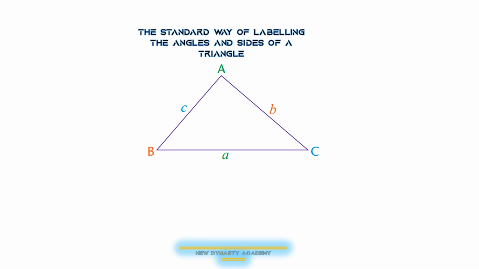So that is basically how we label the angles and the sides of a triangle in a standard way. So angle A will be opposite side a, angle B will be opposite side b, and angle C will be opposite side c.